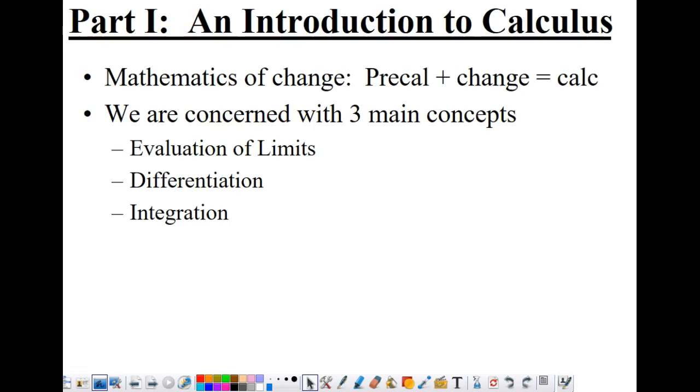So just to give you a brief overview of what calculus is, and then how the mechanics of the class are going to work as far as grading goes.